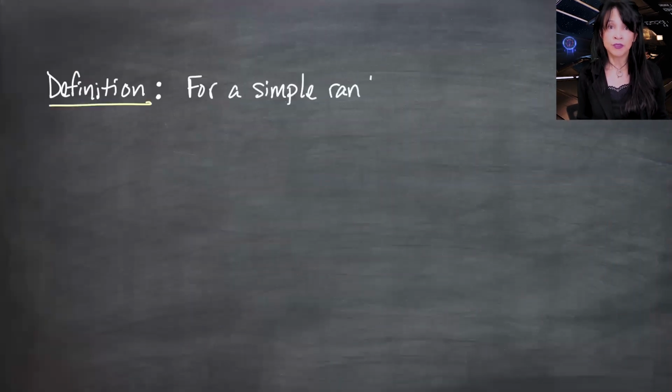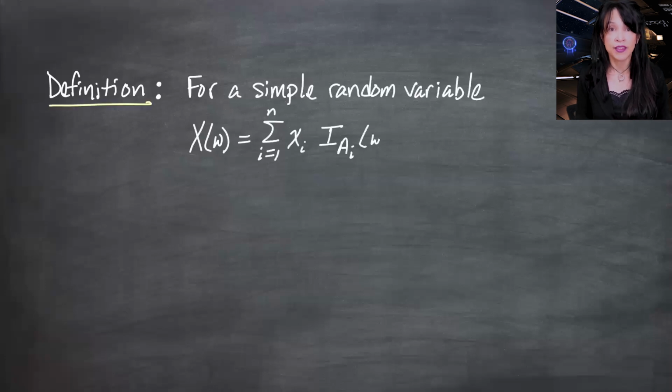random variable was represented. A simple random variable is a random variable X of omega that has this form. It's a sum of some finite number of terms, say n terms, where you have a coefficient x sub i times an indicator that says that omega is in a set A sub i. And for it to be a random variable, a measurable function, we do need these A sub i sets to be in the underlying sigma field curly F.